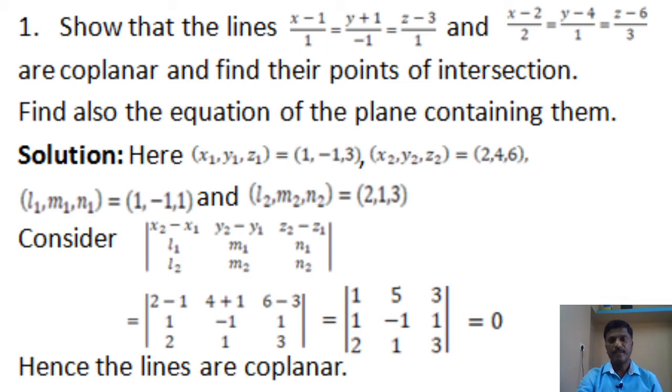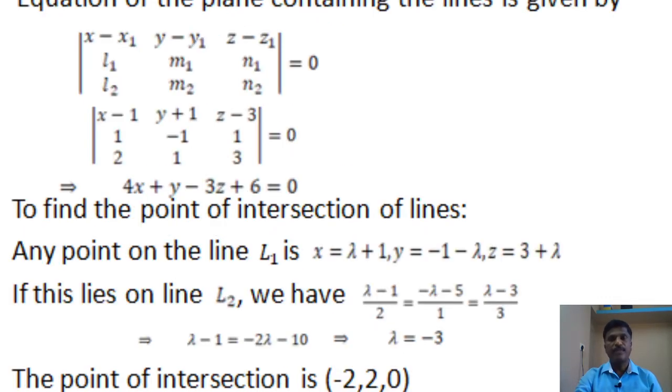Next we find the point of intersection and the equation of the plane containing the lines. So first, the equation of the plane containing the lines is given by the determinant of (x minus x1, y minus y1, z minus z1), (l1, m1, n1), third row (l2, m2, n2). By substituting the values we get the equation 4x plus y minus 3z plus 6 is equal to 0, which is the equation of the plane containing the lines.